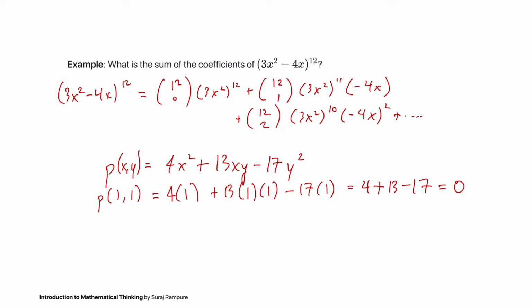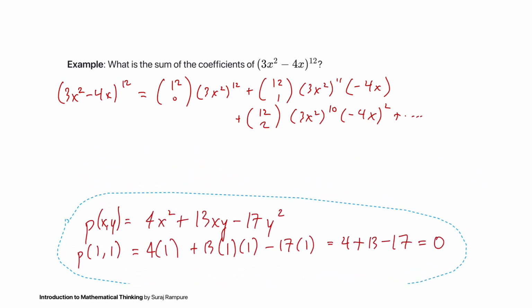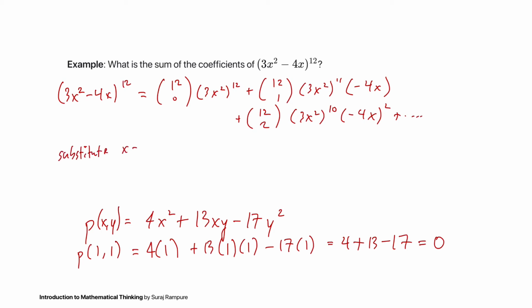Is that clear? So if we have some expression and we substitute in 1 for all of the variables, it will give us just the sum of the coefficients. Okay, so how can we extend that to our case? Well, we just substitute x is equal to 1, right? And what does that give us? 3 times 1 minus 4 times 1 to the 12 is negative 1 to the 12, which is 1.